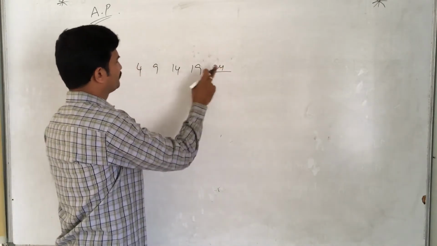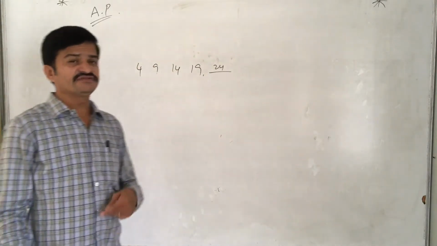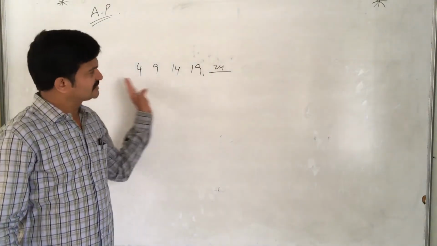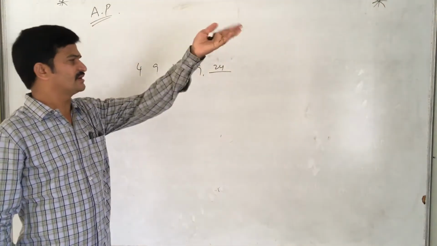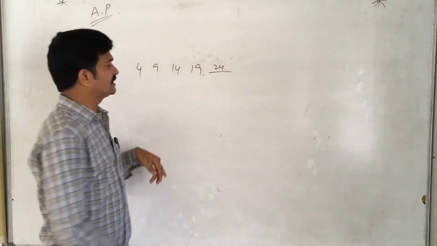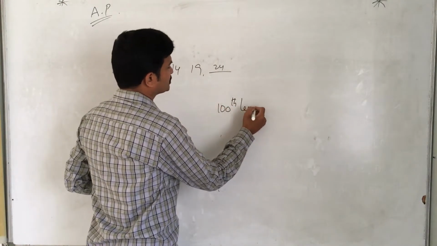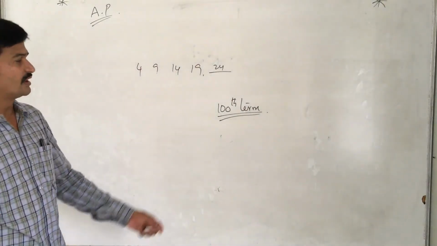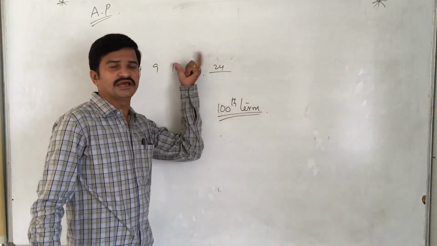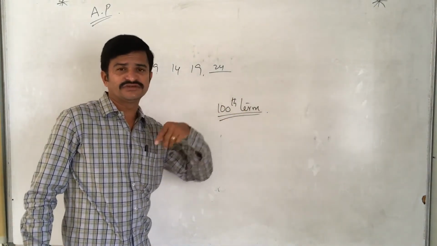It is the fifth term. 1, 2, 3, 4, fifth term. Suppose somebody asks, in this arithmetic progression, what is the 100th term of the above AP? Writing 100 terms is too difficult, isn't it?